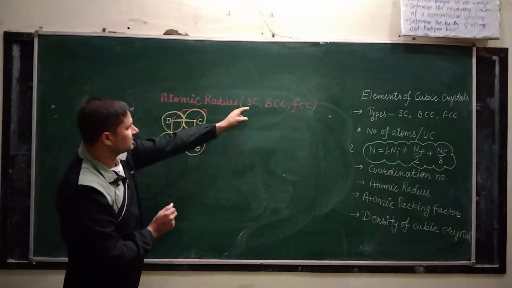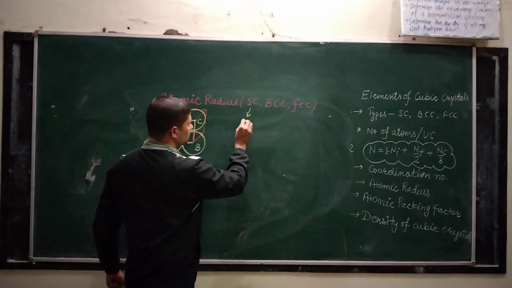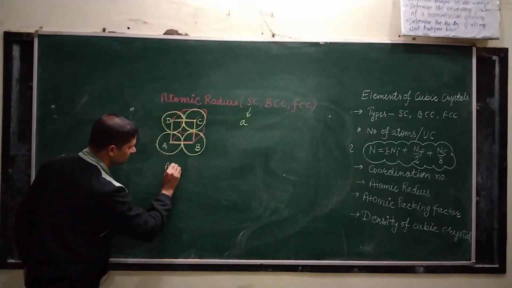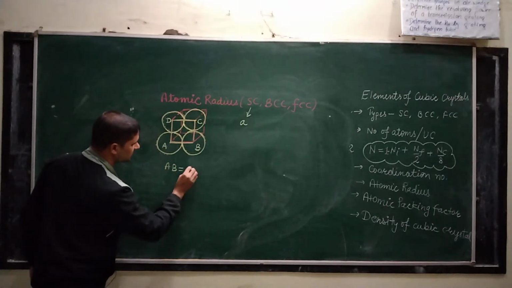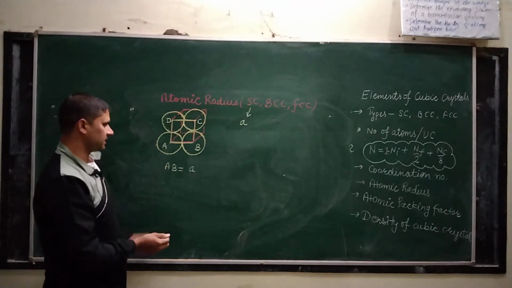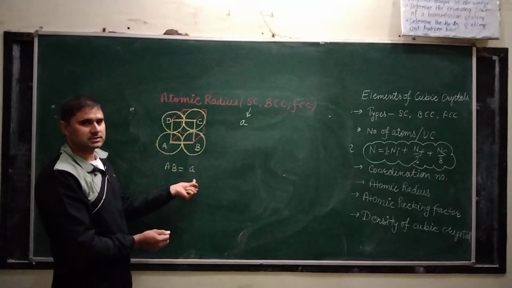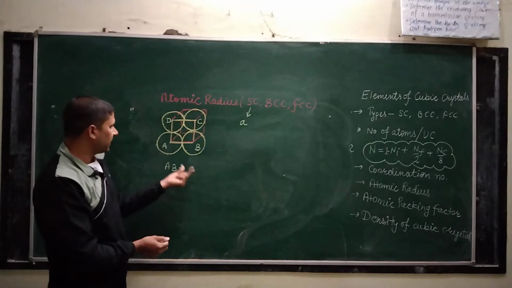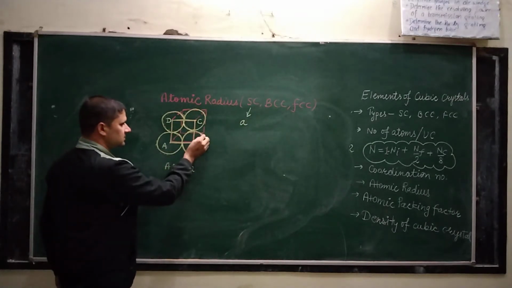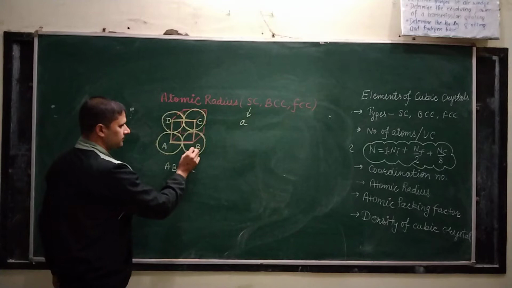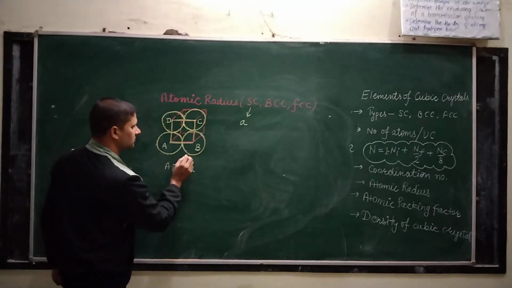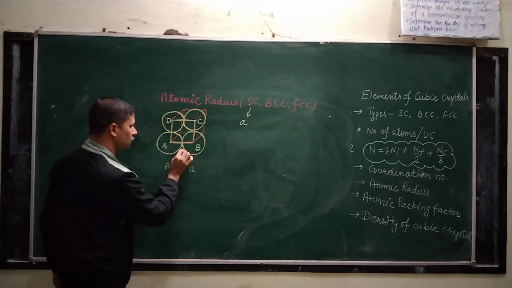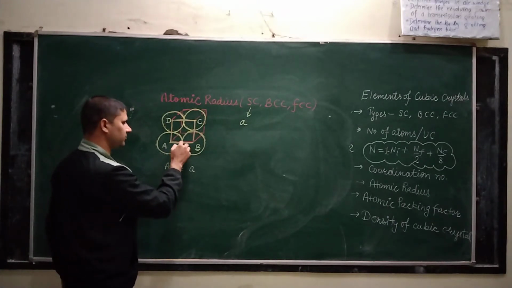If we assume in simple cubic the size of the side is a, then what will be the distance AB? AB is equal to a. That is the length of the primitive translation vector, and the side we call the lattice constant. And you see here, this is the atom whose radius is R. Let me take this center point to be O.